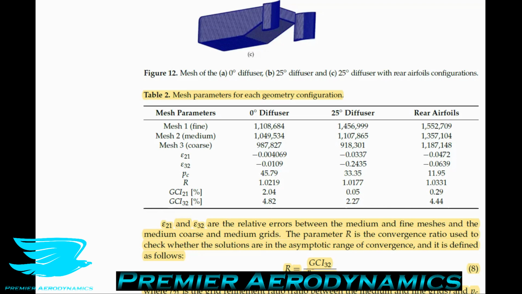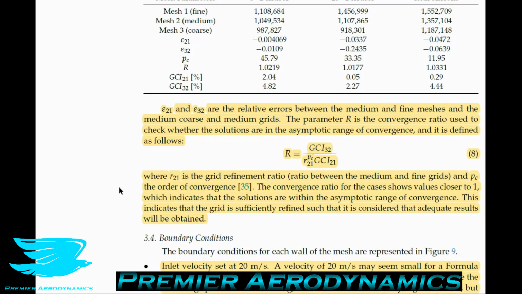So let's talk about these different values a little bit more. In this particular case, they have a bunch of different things. For example, epsilon 21 and epsilon 32 are the relative errors between the medium and fine meshes and the medium, coarse, and medium grids. So in other words, these are just the errors between these different grids, these different meshes. The parameter R is the convergence ratio used to check whether the solutions are in the asymptotic range of convergence. So in other words, as I mentioned earlier, whether the values that we're interested in are converging with increasing mesh resolution, or if they have already converged.